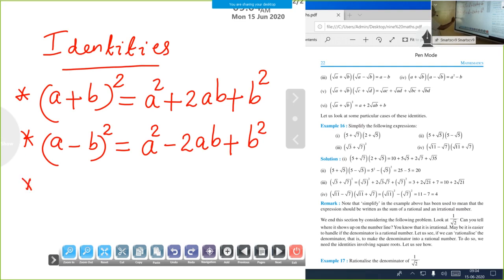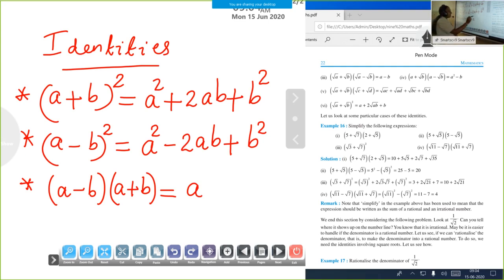And the third one is a minus b into a plus b. What is the value of a minus b into a plus b? Otherwise, a plus b into a minus b. Both are the same. Here both the terms are equal. Here also a, here also a. The second term is b, the second term is also b. Only the sign will change. One negative sign and one positive sign. Our answer is only two terms, a square minus b square. First number square minus second number square.